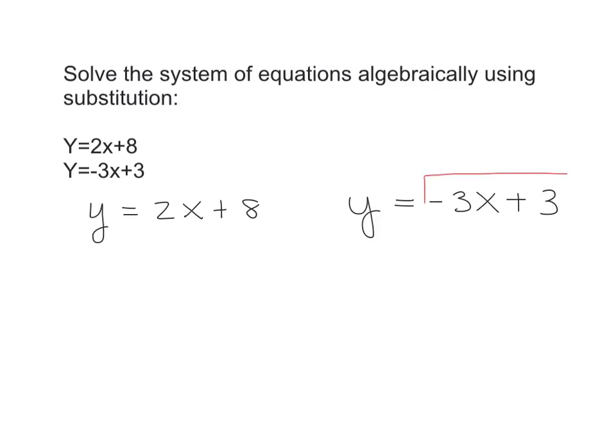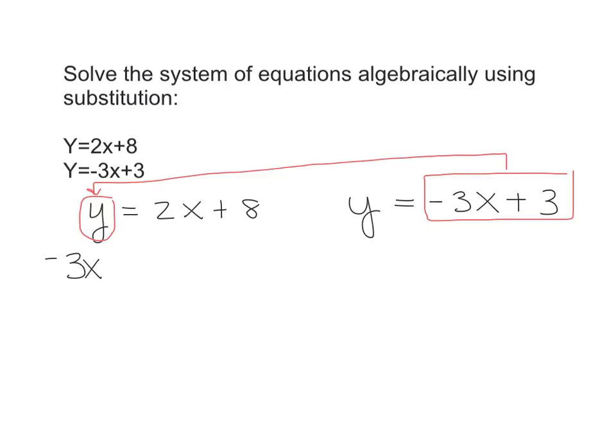Now, in this problem, since both equations are solved for y, we can take one of them, I'll take the one on the right, and replace the y in the equation on the left with the expression that it equals, negative 3x plus 3. So we'll take that and insert it in the place of the y over here on the left. So that's going to give us negative 3x plus 3 for the left side of the equation, and then 2x plus 8 on the right.